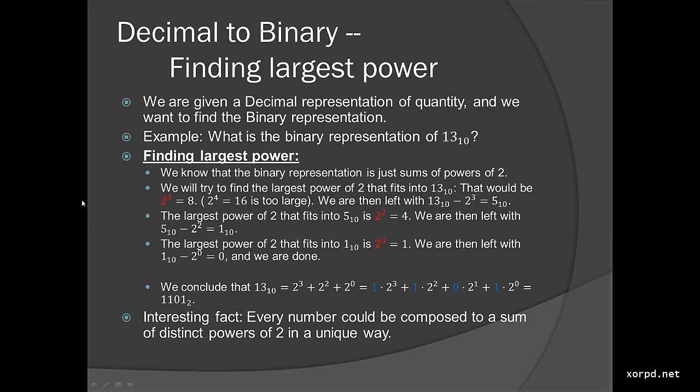Some very interesting fact here is that every number could be composed to a sum of distinct powers of 2 in a unique way. This is kind of interesting, because what would happen if we chose something else? I leave it to you to think about it. Maybe there is another representation of this kind for 13. You will probably have even more time to think about it in some of the exercises.